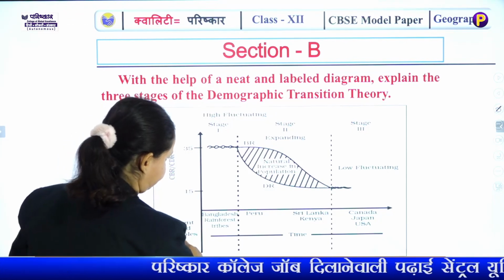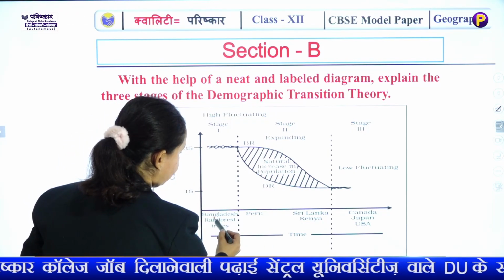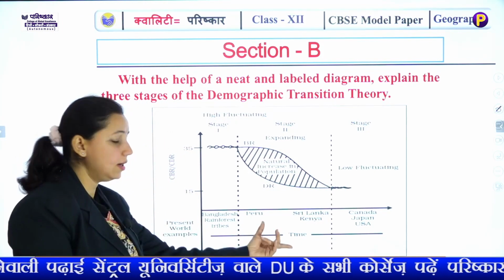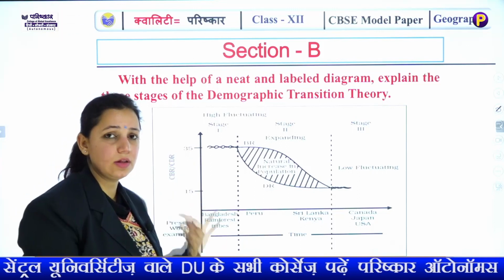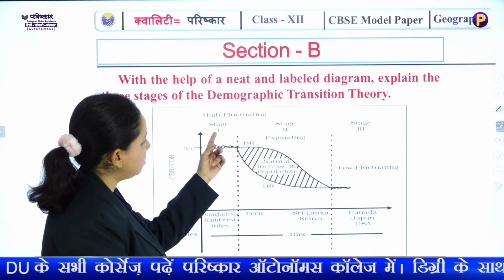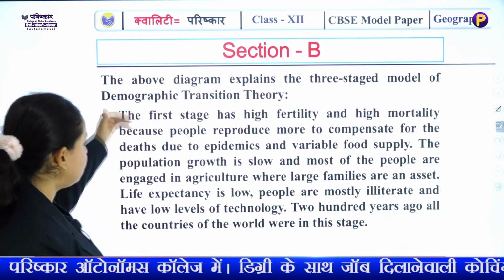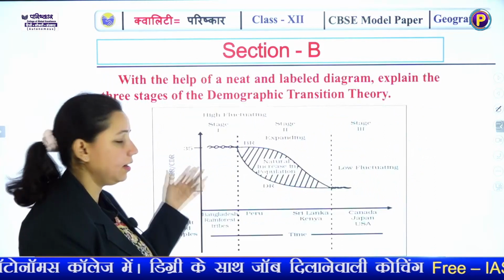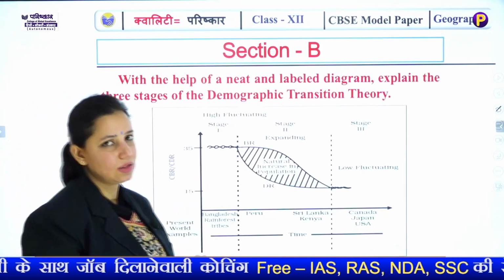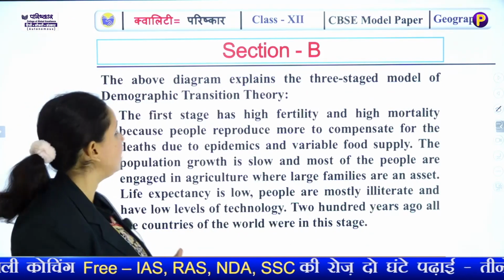On the horizontal axis, we are writing the name of the countries, and it is the time period. Actually it's telling about the time for which this growth model is taken. There's a first stage. Here I am explaining briefly, but you have to write all 3 stages. You have to explain about all the 3 stages.